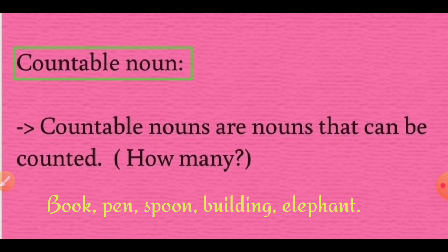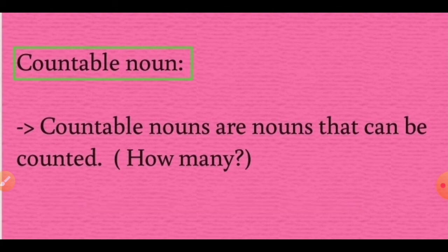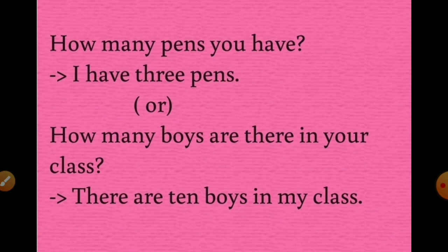Let us understand with some examples here. How many pens do you have? Now you can easily count and you can easily answer this question. For example, here they have answered, I have 3 pens. Just like that, how many boys are there in your class? Again, you can easily answer this question. There are 10 boys in my class, here it says, but you can say any number. Whenever you see a group of boys, you can just count them because these are countable nouns.